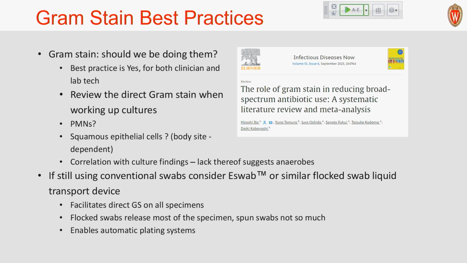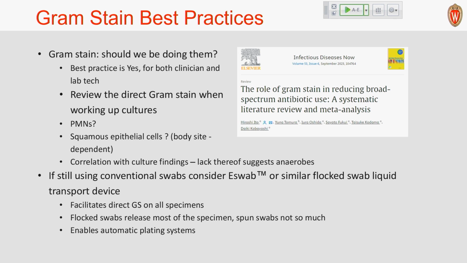Is it worth doing? We have limited resources. What does it contribute? It takes time, it takes resource. Well, there was a nice review done last year, and it really looked at the use of routine gram staining and how it contributed, in this case, to antibiotic stewardship, antimicrobial stewardship. The bottom line was, yes, there's value in doing and reporting gram stains. It's a value to the clinicians, obviously.